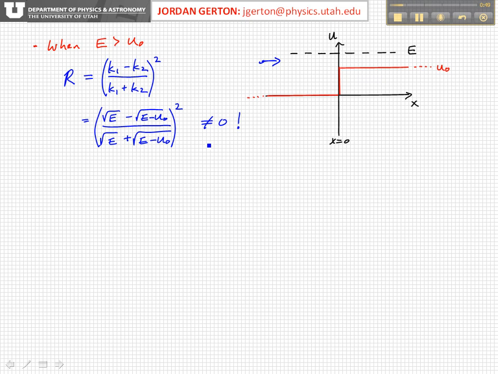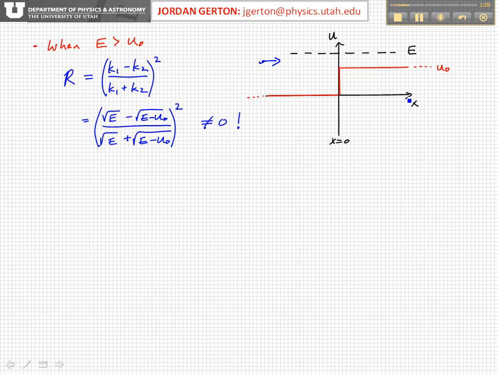And so it's only zero when u naught is equal to zero. But if u naught is equal to zero, we don't have a step, and so of course there's no reflection. But if u naught is anything different from zero, then we do get a reflection.